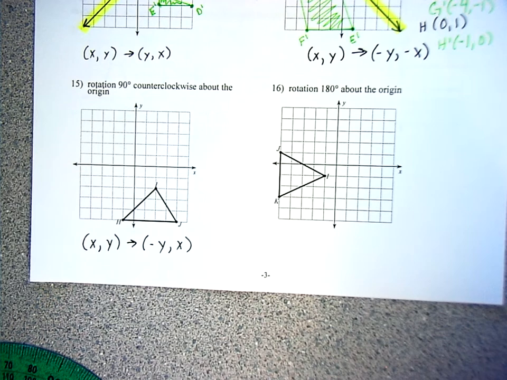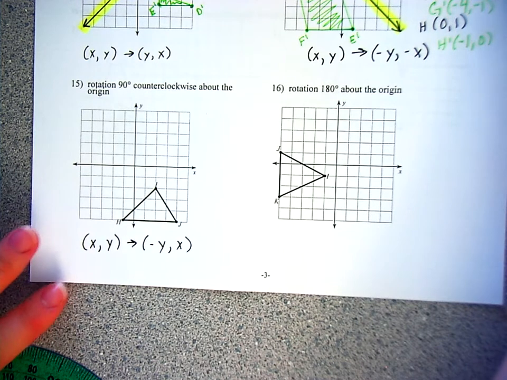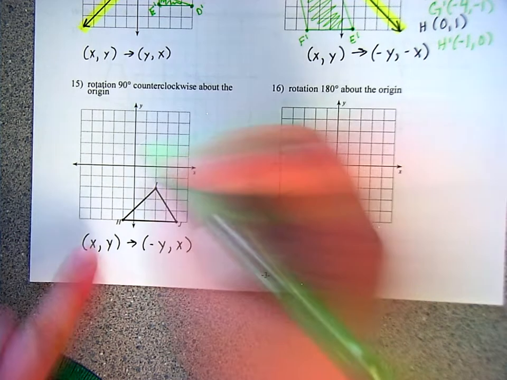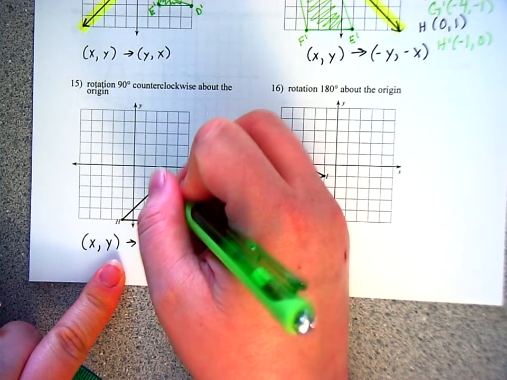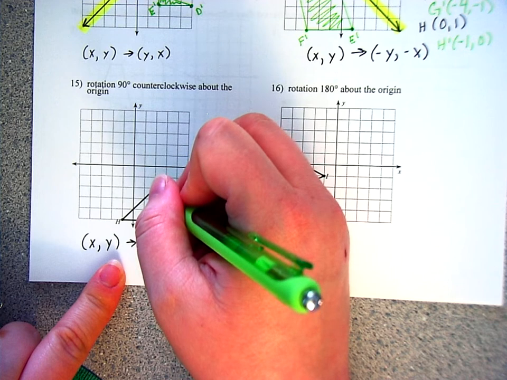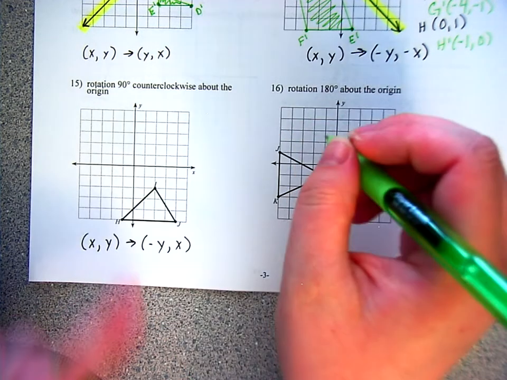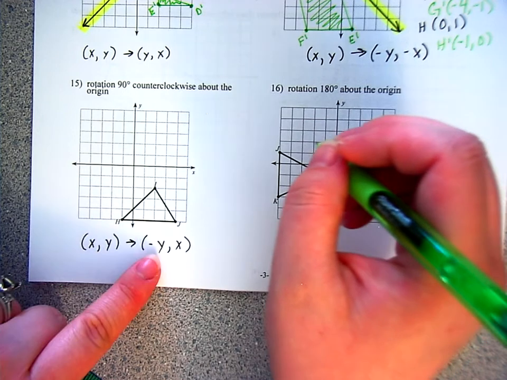So we can write out the points like we did on number 14. Or we can take a look. So this is at +2, -2. So that's going to become +2, because that -2 is going to change signs. +2. So we're at +2.